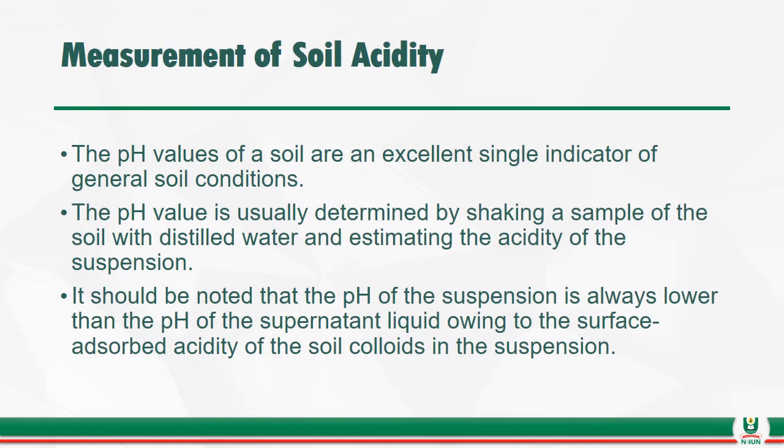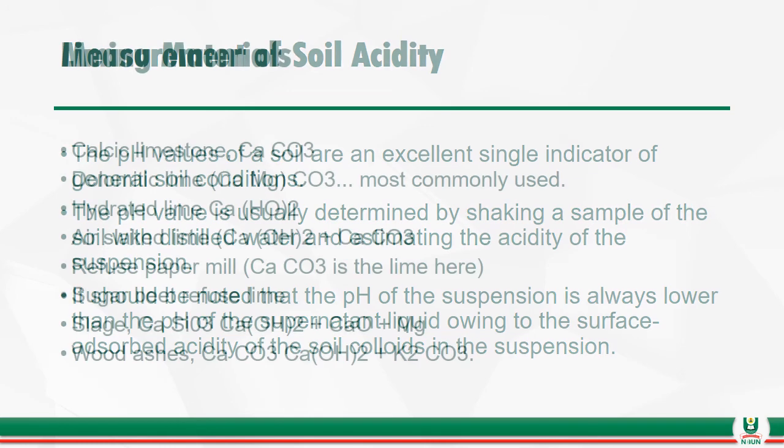How do we measure acidity? The pH value of soil is an excellent single indicator of general soil condition. This pH value is usually determined by shaking a sample of soil with distilled water and estimating the acidity of the suspension. It should be noted that the pH of a suspension is always lower than the pH of the supernatant liquid, owing to the surface adsorbed acidity of the soil colloid in the suspension.